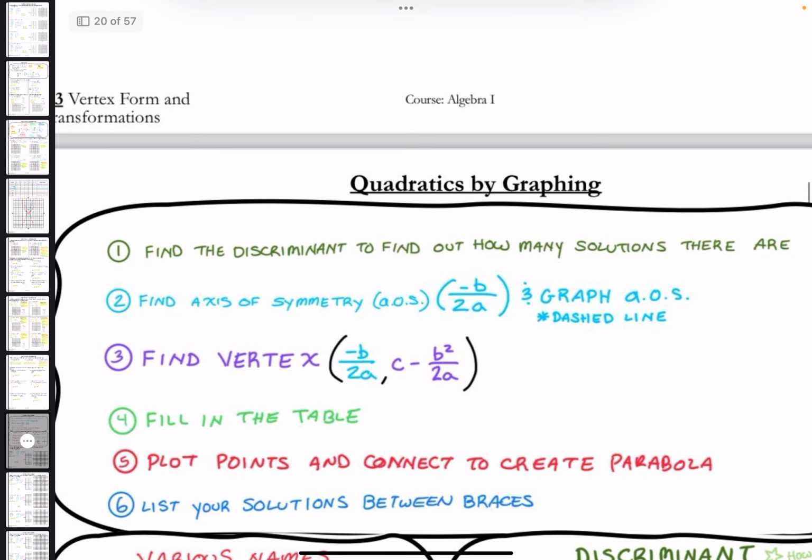Right, so step one is we're going to find the discriminant. The discriminant is what we're focusing on today. Then you find the AOS, you find the vertex, fill in the table, plot your points, and then you list your solutions between braces, right? Those are those squiggly parentheses. Go ahead and pause the video and take these notes.